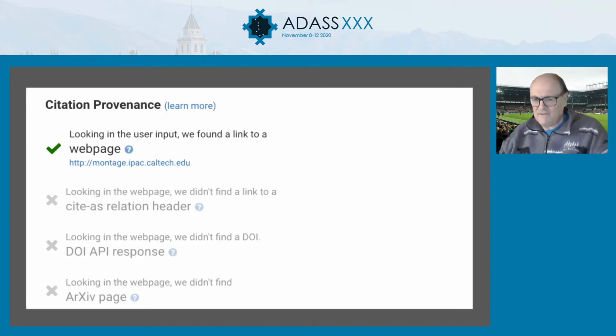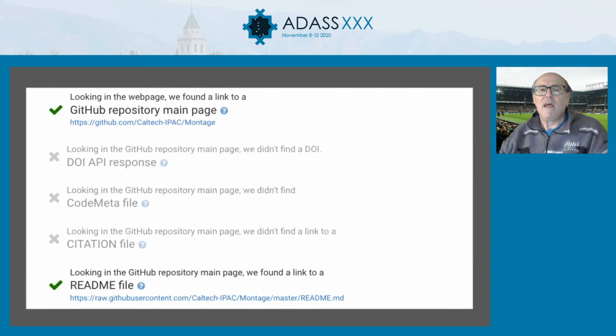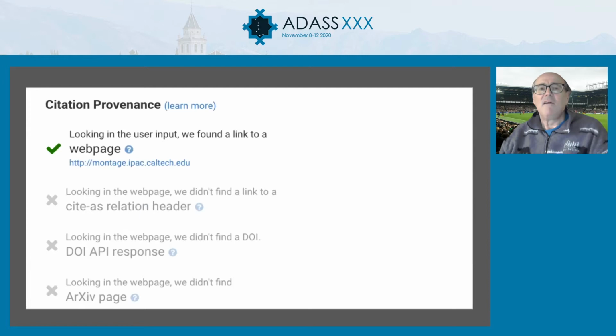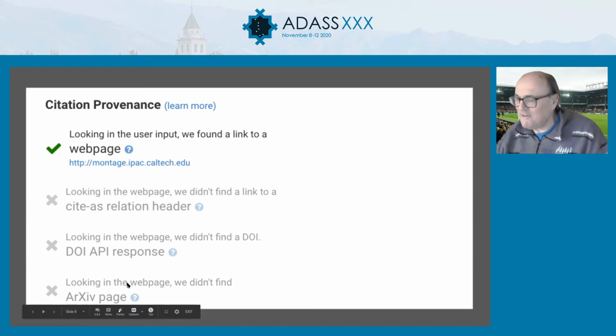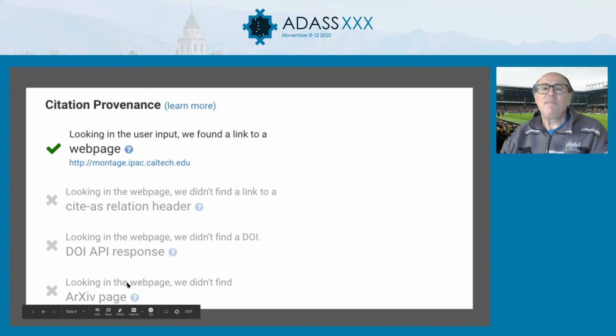Okay, so these are screenshots of the output from the citation tool, and I'm going to go through them. It'll be, I think, the next 3 slides, and see what it found. Well, it found, okay, back to the previous one, please. Right, found the web page. It did not find a cite-as relation header. It didn't find a DOI, even though we do actually have one. It didn't find an archive page, although we do have one of those as well. Next slide, please.